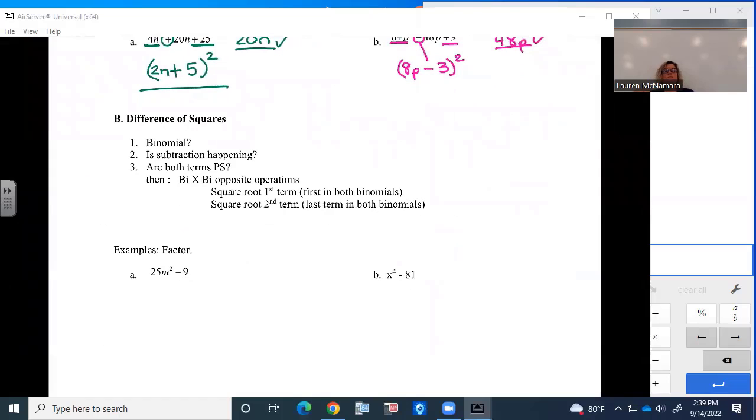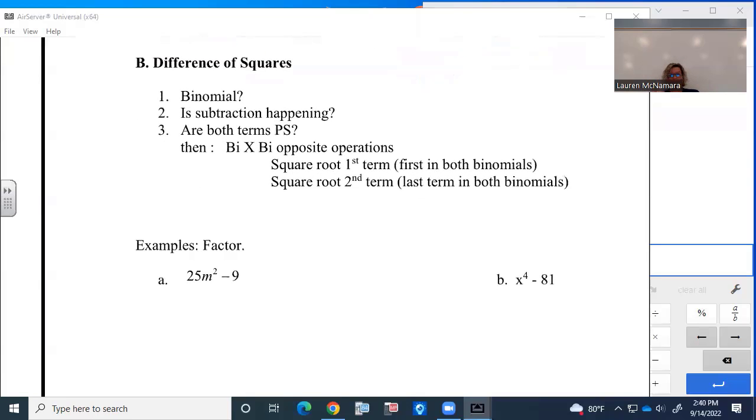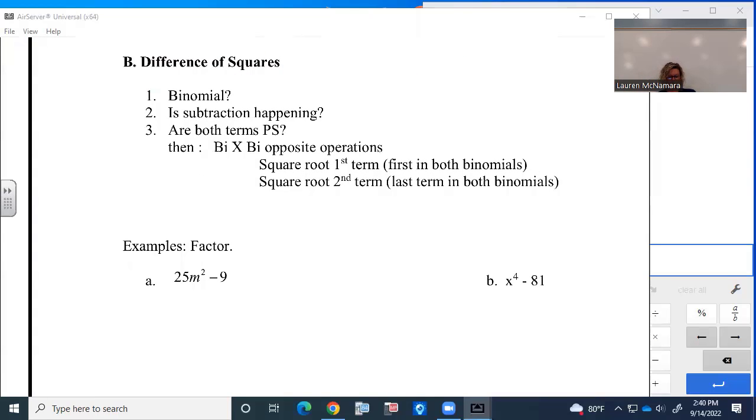Yes. When it comes to binomials, they are very specific. Anytime you're factoring a binomial, the only types of binomials that are factorable are difference of squares, which we're going to look at, sum of cubes, and difference of cubes. Anything else is not factorable. So it has to fit into a specific criteria. All right, so difference of squares.